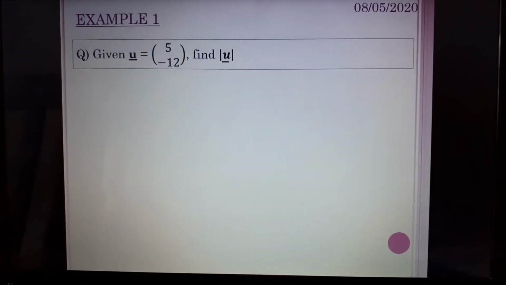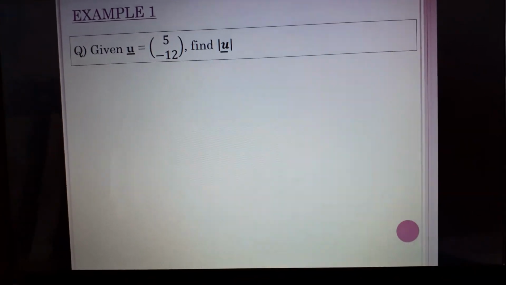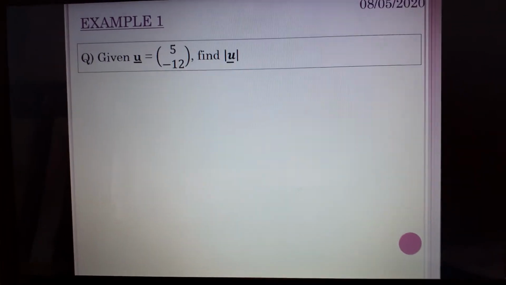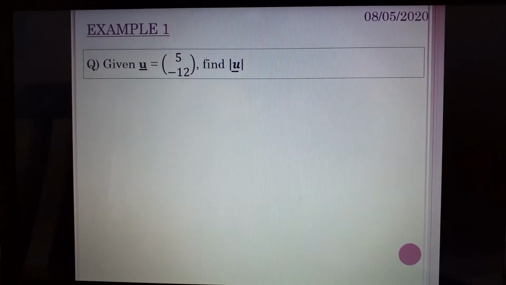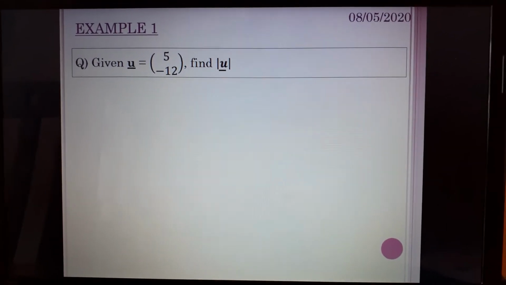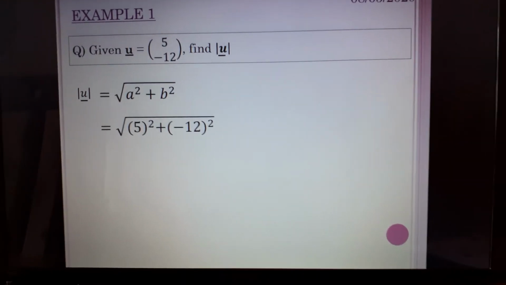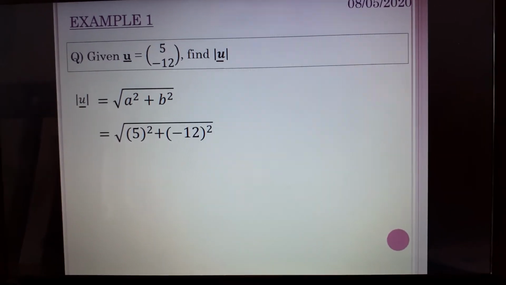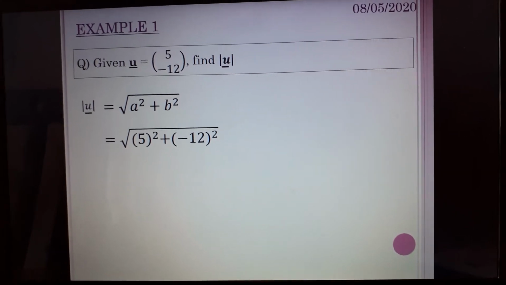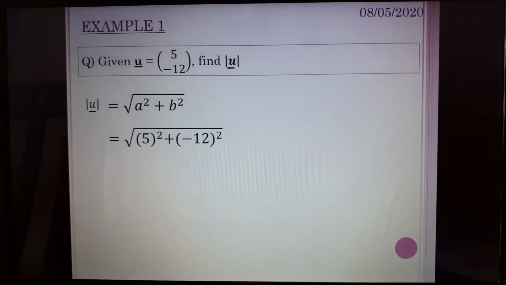So if we've got a little example here, the magnitude, it doesn't have to have the word magnitude in the question, as you will know from National 5. We just have to have these little vertical bars beside the vector u, and that is asking you to find the magnitude of u. So we very simply square the 5 plus square the negative 12, and don't forget that's a negative number. Squared is a positive, a negative times a negative is a positive.